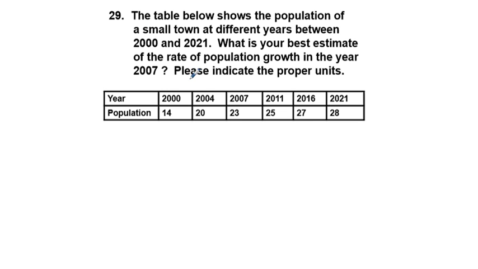Next problem, 29. The table below shows the population of a small town at different years between 2000 and 2021. What is your best estimate of the rate of population growth in the year 2007? Please indicate the proper units. Well, we're looking at an average rate of change, really. So the average rate equals f of b minus f of a over b minus a.